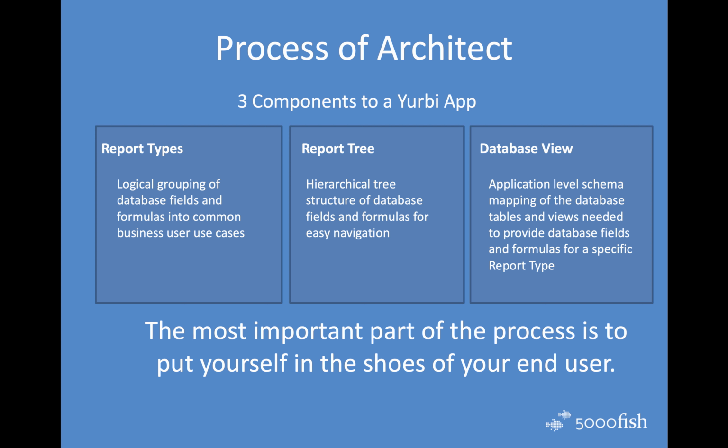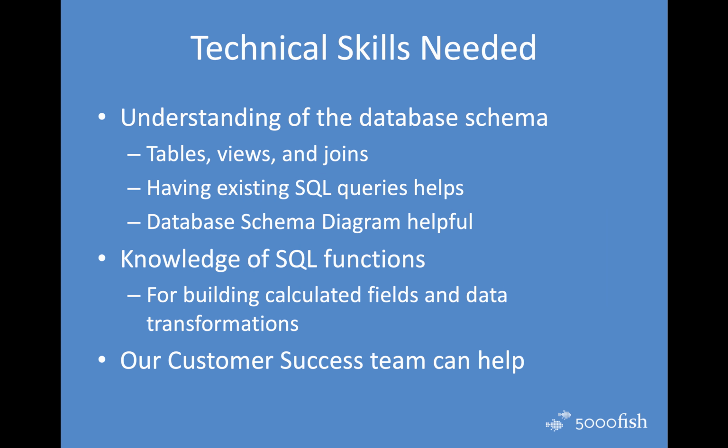So it's important to understand that the process of the architect is to one, build those report types, bring in the tables related to those report types and the views, build the relationships between those tables, and then expose the fields in the report tree that the builder should have access to.